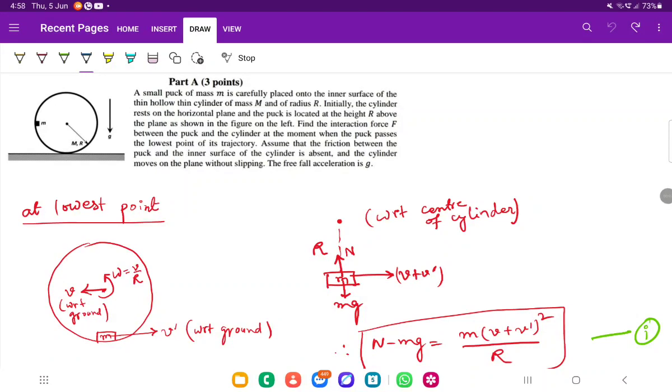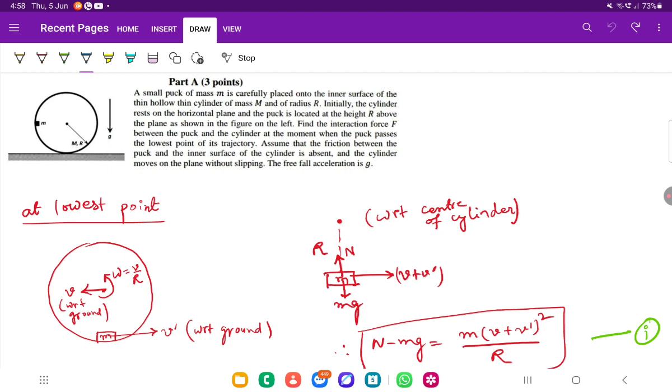Welcome back everyone. So today I brought another problem from mechanics and mostly it is concept of rotational mechanics. This is a problem from IPHO 2014 paper. So I hope you'll enjoy it. Let me read out the problem first.